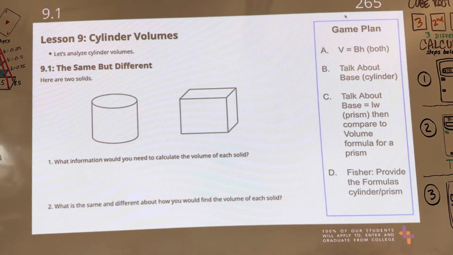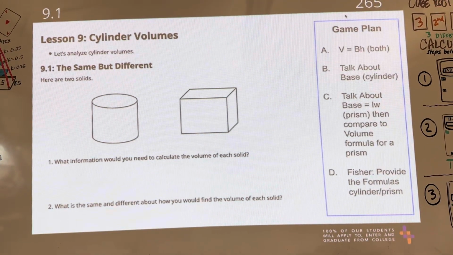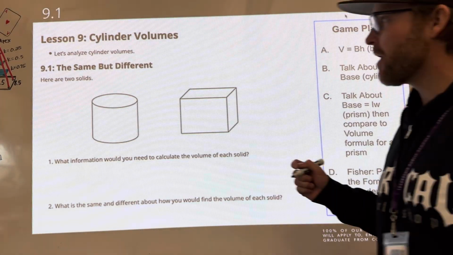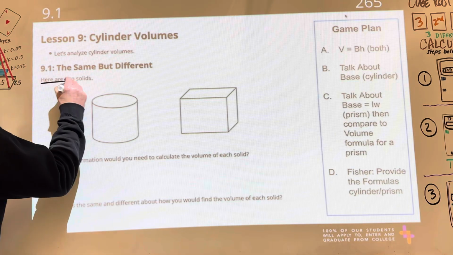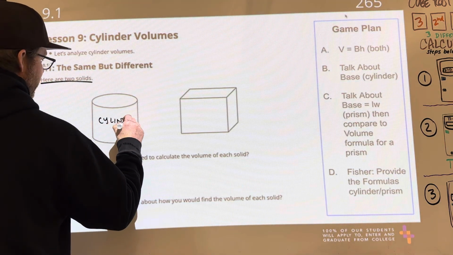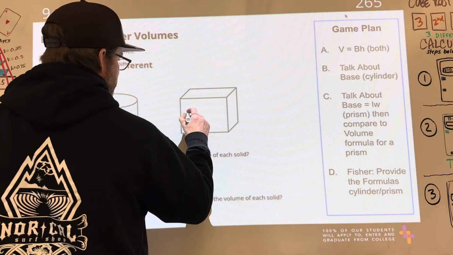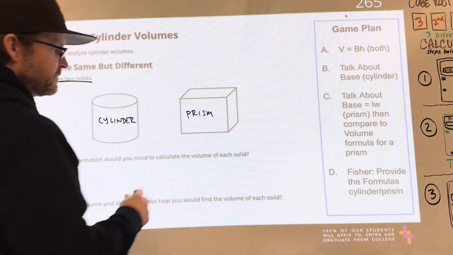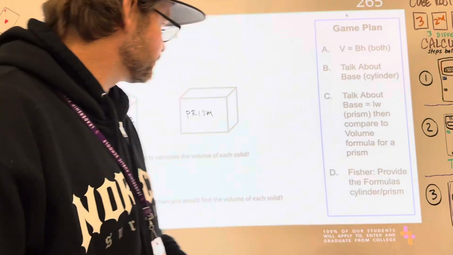But let's just jump right into the questions. So lesson 9 starts with 9.1 cylinder volumes. So I'm gonna go up to the front and here we go. Okay, so here are two solids. So this is a cylinder and this is a prism. So we got a cylinder versus a prism, right?